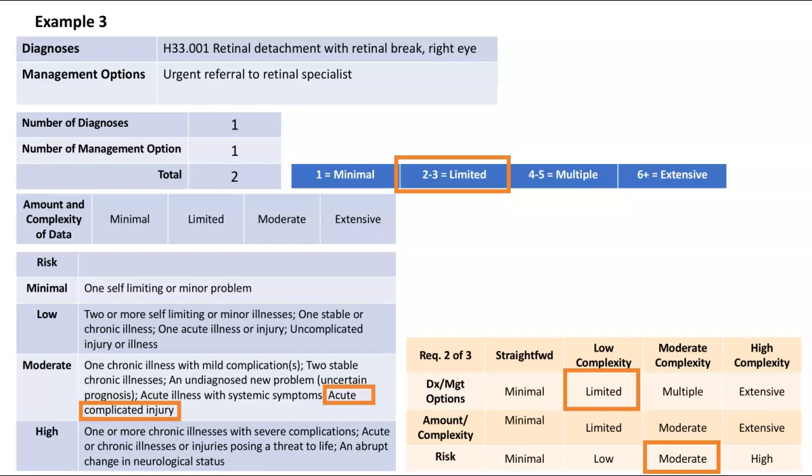So when we have limited diagnosis and management options and we have moderate complexity, that's still going to give us a low complexity MDM because the management options were so low. So even though this is a retinal detachment, the MDM was low complexity.